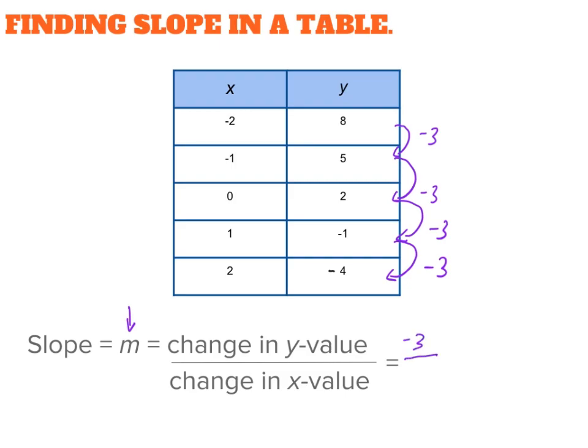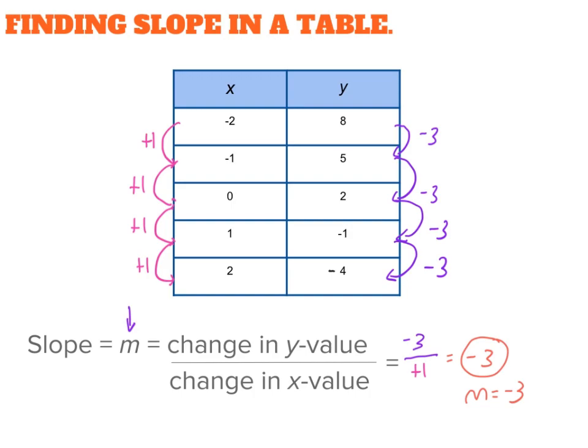Now I'm going to figure out my changes in x values. To get from negative 2 to negative 1, that's an addition of 1. To get from negative 1 to 0, that's an addition of 1. To get from 0 to 1 is an addition of 1. And to get from 1 to 2 is an addition of 1. So my change in x values is positive 1. Now I'm going to simplify my fraction. Negative 3 divided by positive 1 is going to give me negative 3. So the slope of our table here is negative 3, or m equals negative 3.